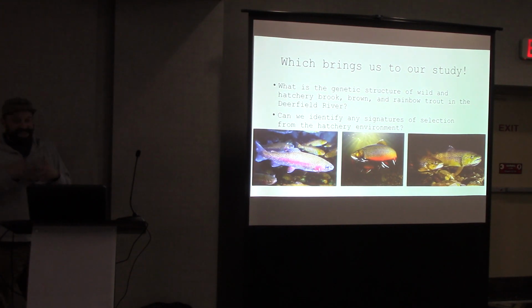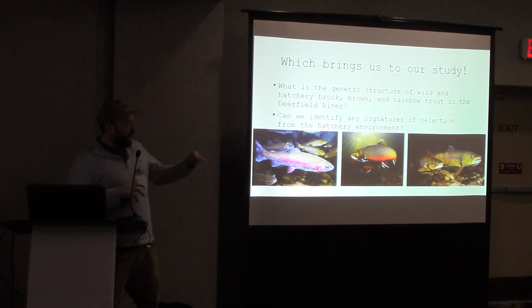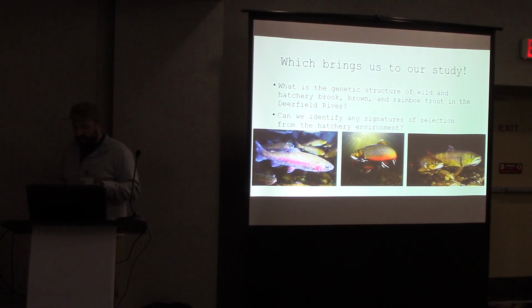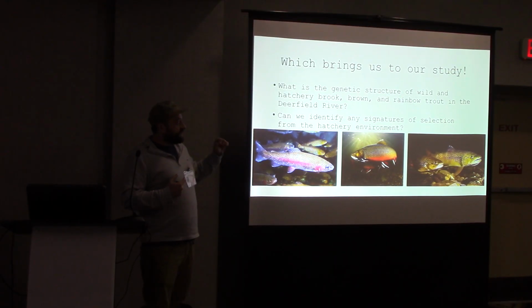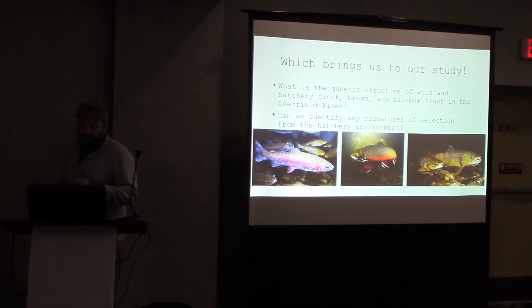Which brings us to our study, where we wanted to, this is a small snippet of it, but we wanted to basically assess the genetic structure of wild and hatchery brook, brown, and rainbow trout in the Deerfield River in Massachusetts. And then we wanted to assess whether we can identify any signatures of selection or drift, genetic divergence, from the hatchery environment.